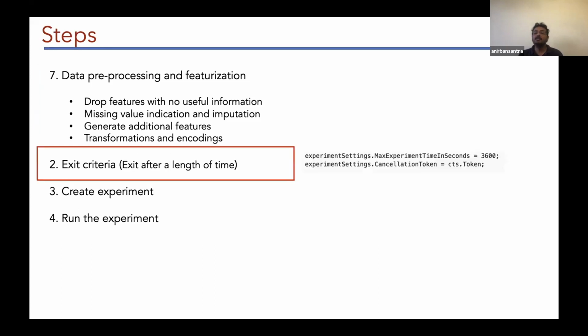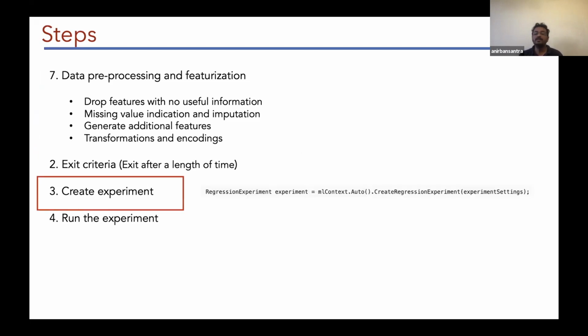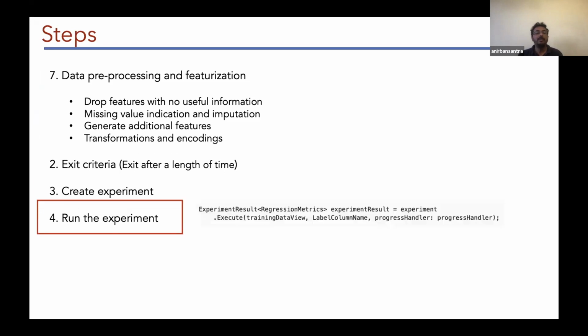Exit criteria, this is important. So we have to again provide max experiment time in seconds. That is the time duration for which AutoML will try to do the experiment, and after that it stops. Finally, we will create the experiment and ultimately run the experiment.